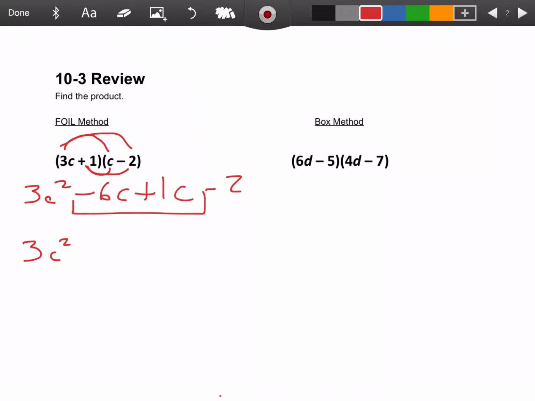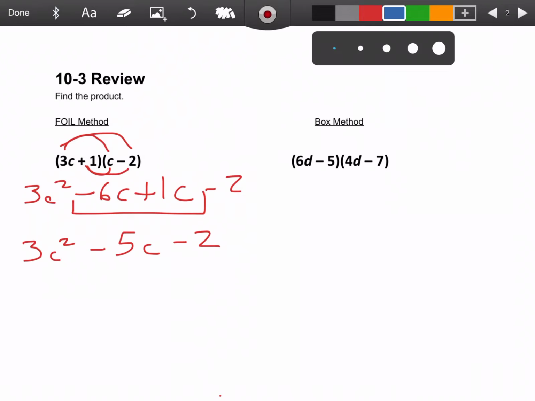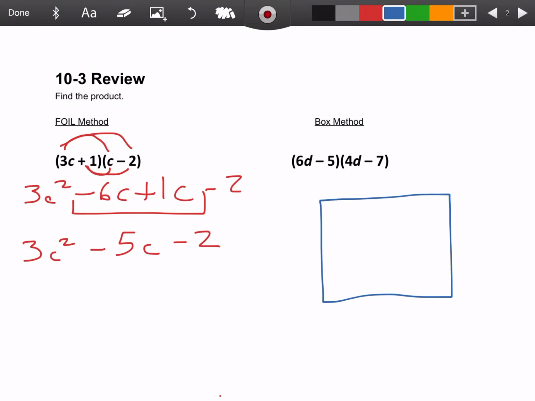So on this one here, we would have 3c times c, which is 3c squared. Then we have 3c times negative 2. That would be a minus 6c. Then we have 1 times c, that would be plus 1c. And then we have 1 times negative 2, which would be a minus 2.